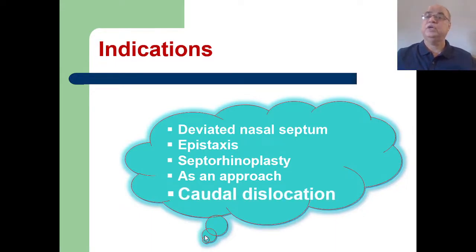caudal dislocation. If you remember, in SMR we incise the mucoperichondrium 2 to 3 millimeters posterior to the caudal border. So if the caudal border is displaced or dislocated from the columella, it cannot be addressed with the classical SMR procedure. While in septoplasty, we can address this caudal dislocation. So that's why caudal dislocation could not be addressed by the classical SMR procedure.